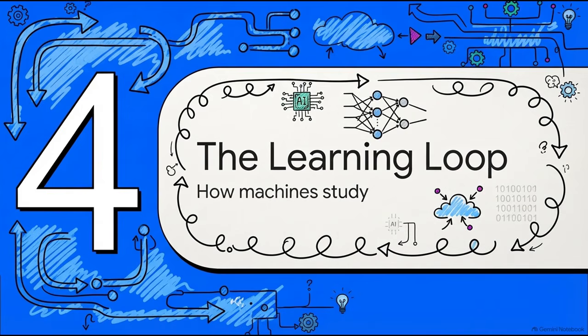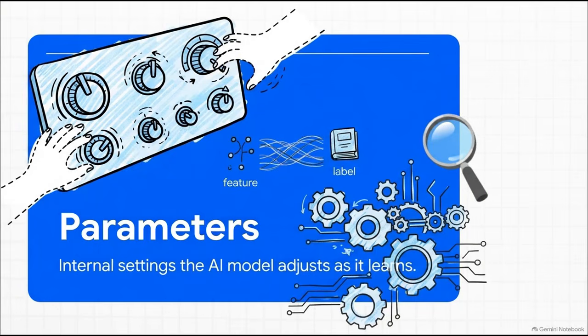Section 4. The learning loop. So how does it actually study that textbook? Inside the AI software, there are mathematical mechanisms called parameters. I want you to think of parameters as a giant dashboard of invisible knobs and dials inside the machine. As the AI tries to figure out the hidden patterns connecting the features to the labels, it can literally reach in and twist these dials to adjust its calculations.